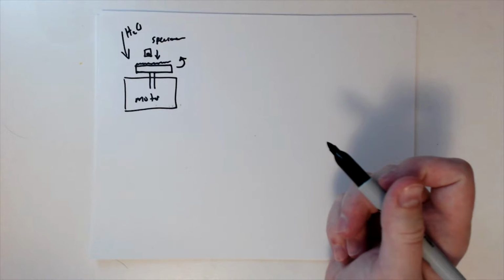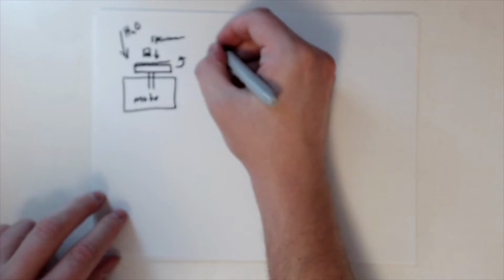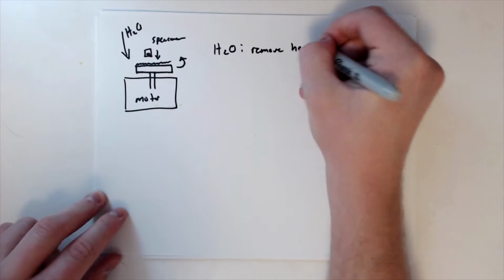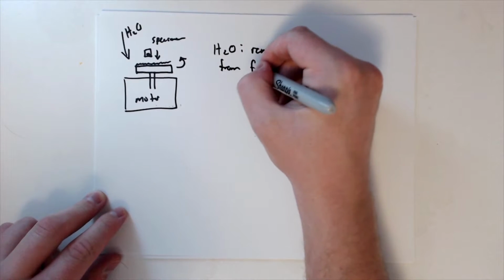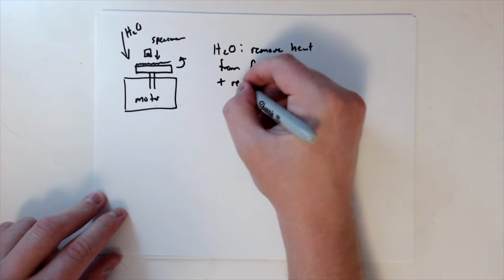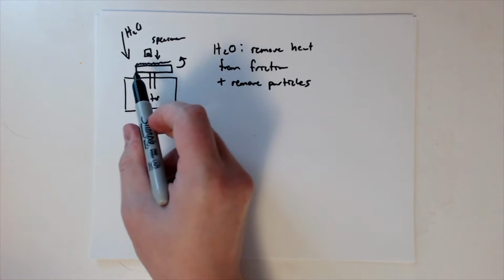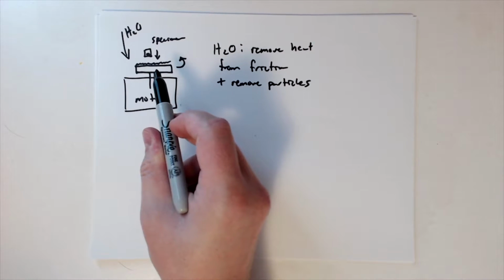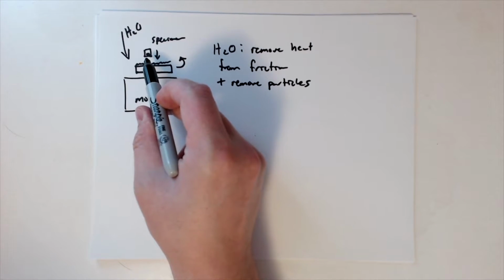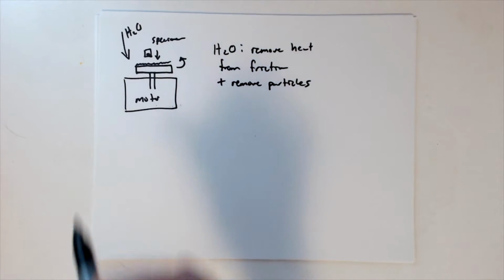So if you think about this process, there's a lot of friction. That friction causes heat, so that's an issue. So the water will remove heat from friction, and it can also remove particles. So if some of the silicon carbide comes off, that can be removed via the water. If there's bits of metal or the mounting material that come off, the water can facilitate its removal as well.